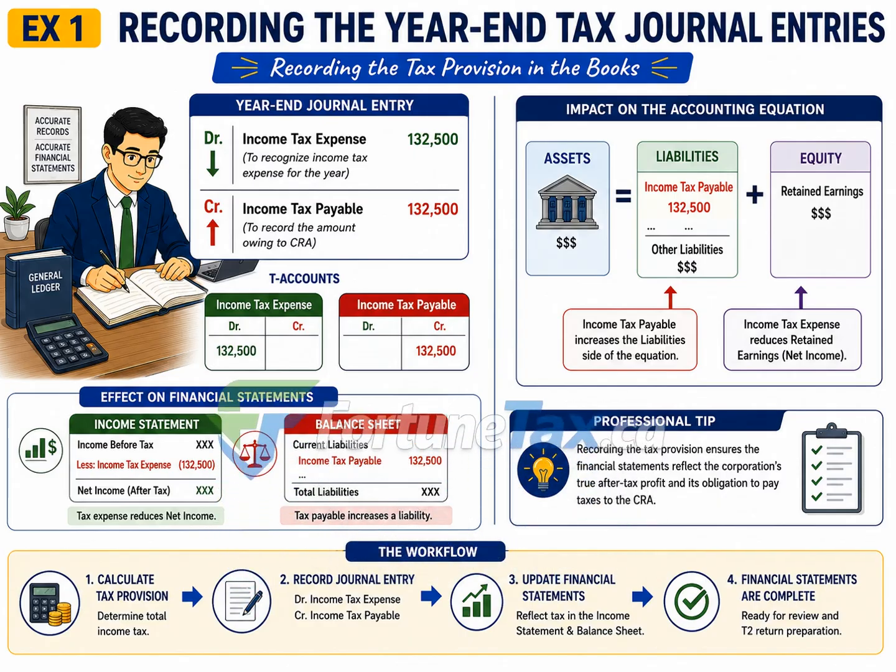On the other side of the entry, income tax payable is a liability account. By crediting this account, we recognize that the corporation has a legal obligation to pay income taxes in the future. This liability appears on the balance sheet until the taxes are actually paid. Notice how this journal entry affects the accounting equation. Assets remain unchanged because no cash has been paid yet.